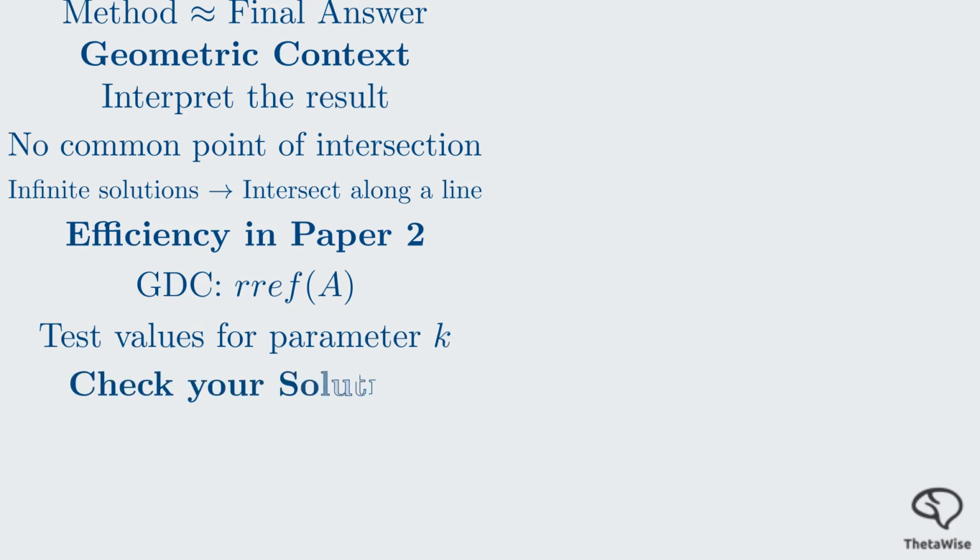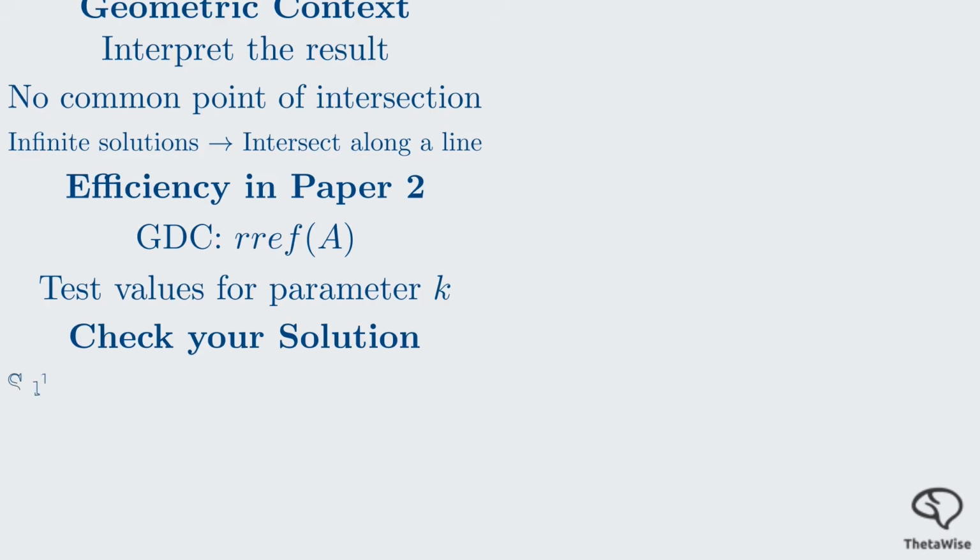Finally, if you have time, substitute your final values back into the original equations. If x, y, z work for the first two but fail the third, you know there is a mistake in your row reduction.